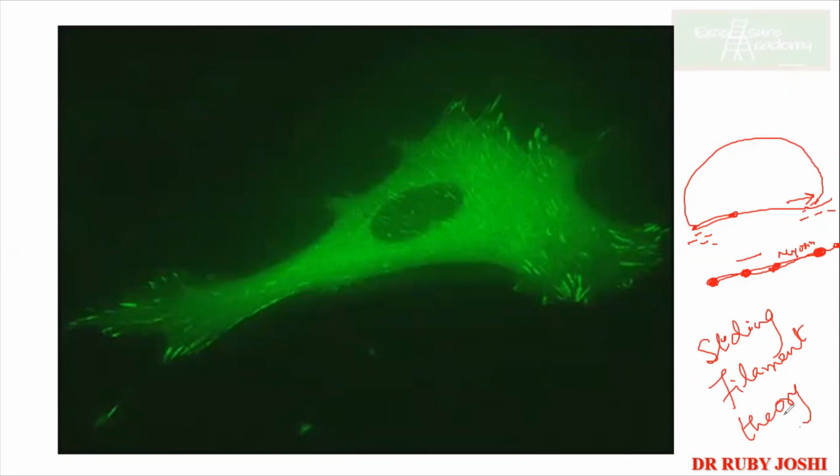During the muscle contractions, usually we talk about the sliding filament theory. The same phenomenon is used whenever the actin filaments are there and myosin is contracting so that the cell can move in the forward direction.